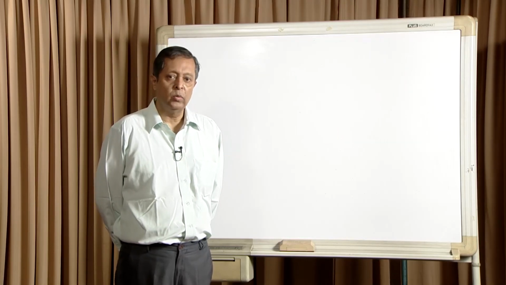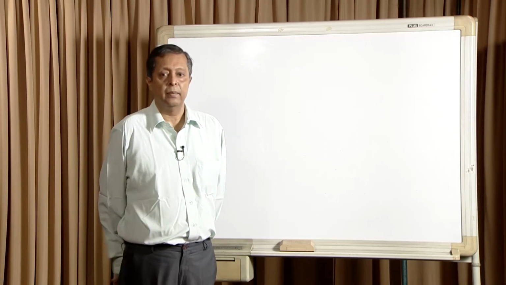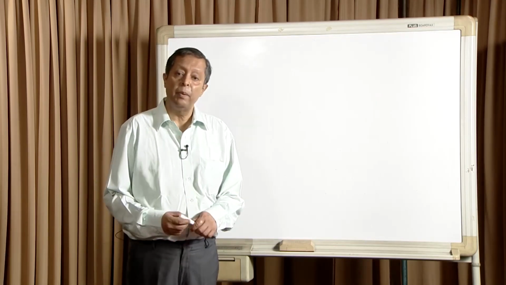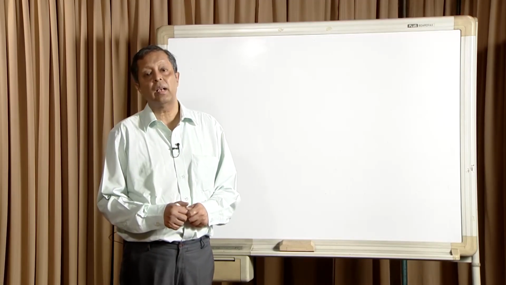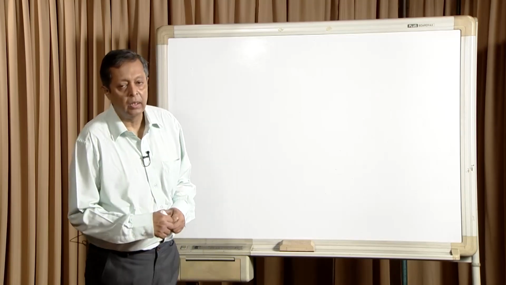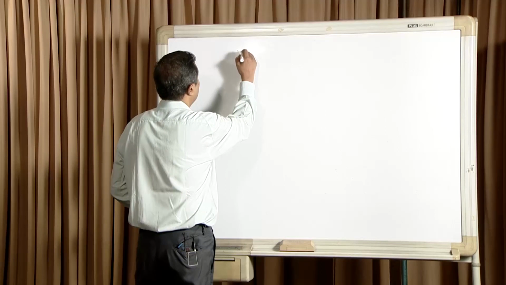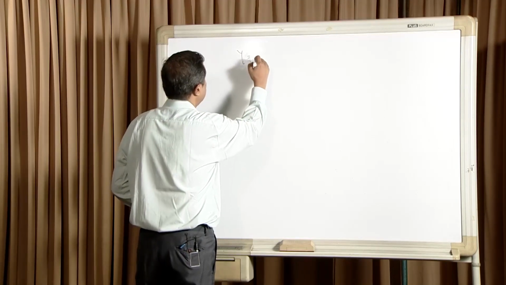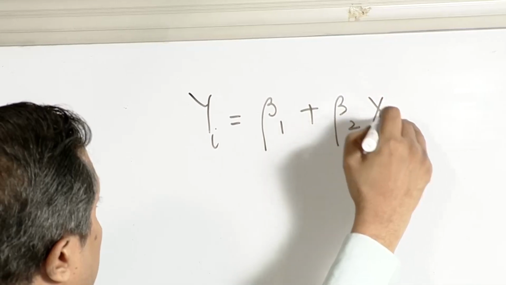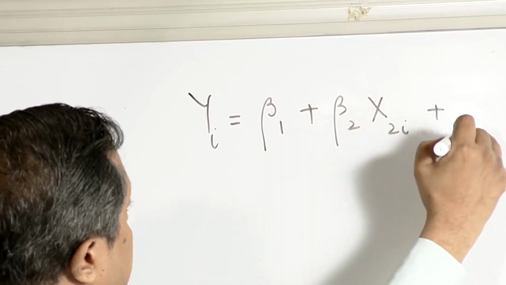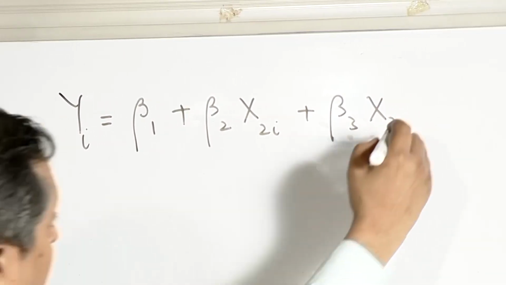So, in order to make things simple, we begin with a 3 variable model, which is the simplest form of the multiple linear regression model or classical linear regression model. The model in 3 variable form is written as y i is equal to beta 1 plus beta 2 x 2 i plus beta 3 x 3 i.